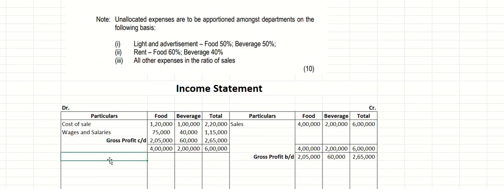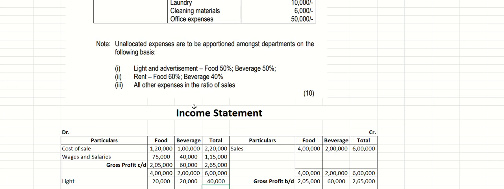We know light is an expense, so it falls on the debit side. Light 40,000, 50% of 40,000, that is 20,000. And the other 50% goes here. And the total was 40,000. Also, always remember when you make an apportionment, the total should be equal to the sum of these two departments. Always make sure that happens.